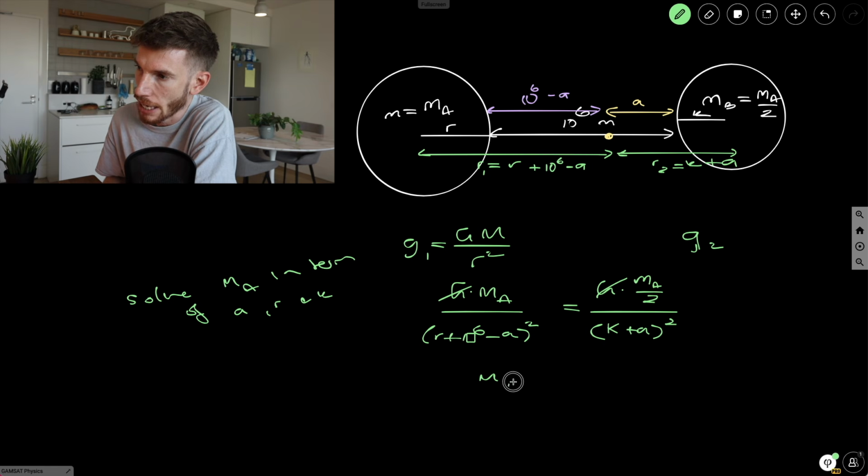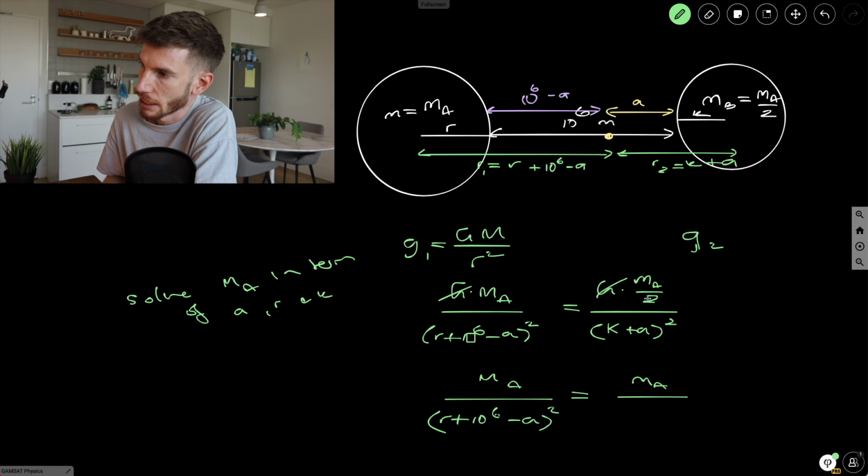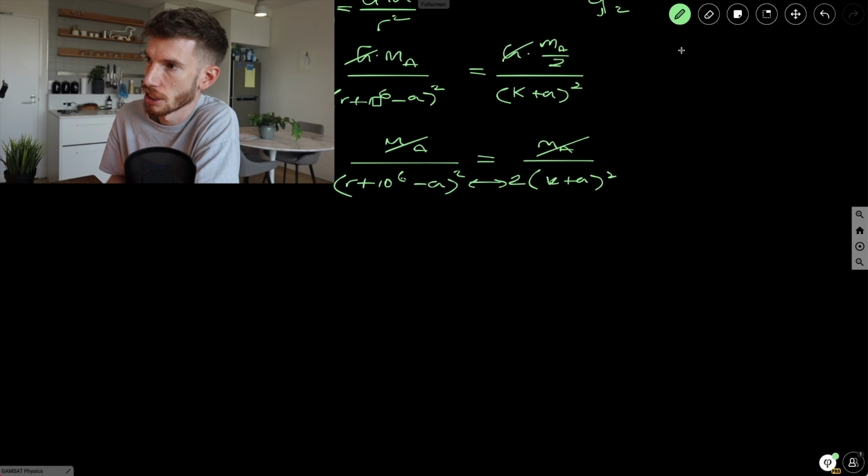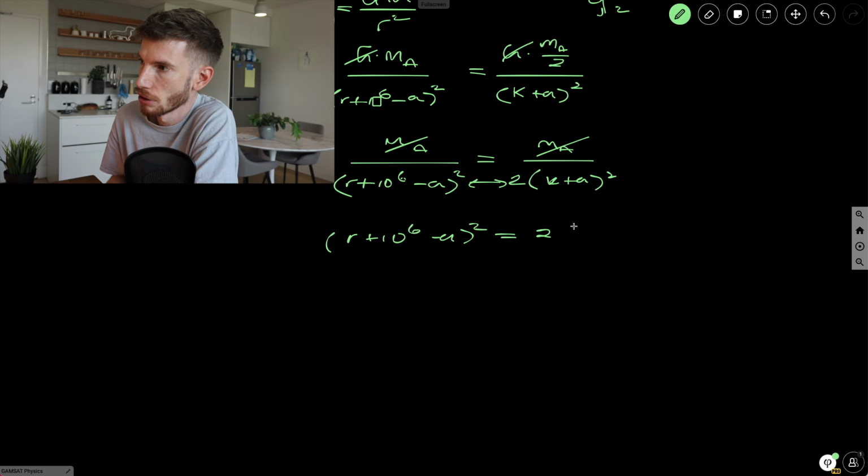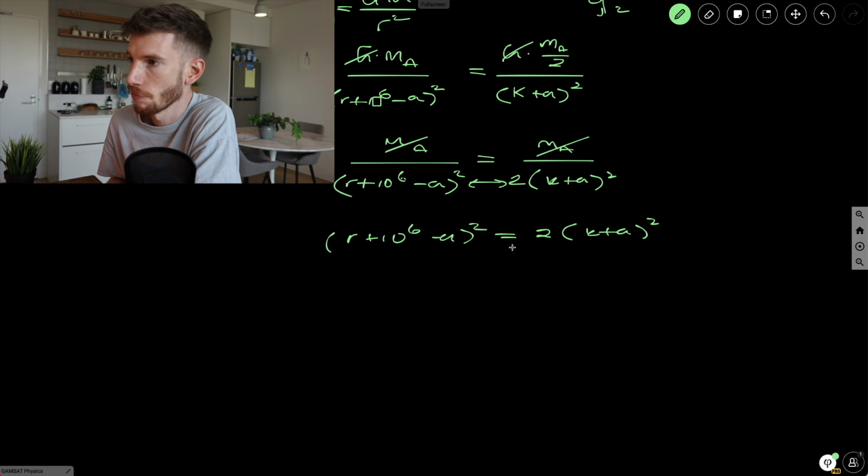So we end up with Ma over R plus 10 to the 6 minus A all squared is equal to Ma over, and then here I can put the 2 down, so K plus A squared. And what that also means is that now the Mas are gone, which means that these two are equal, which means I could create some other relationship. So therefore R plus 10 to the 6 minus A all squared is equal to 2 times K plus A all squared. And I can start solving something from there as well.